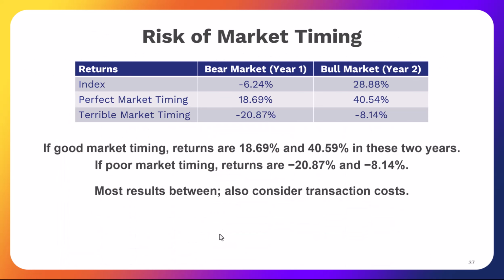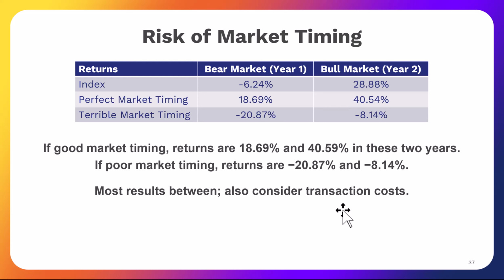So if good market timing is working, what's the risk of this? Well, when it's working, in this case they created the index from one year to the next. And they say, well, if you picked it perfectly, every time the market went to its high you bought, and every time it was going to its low you sold, what would you earn? 18 to 40%.